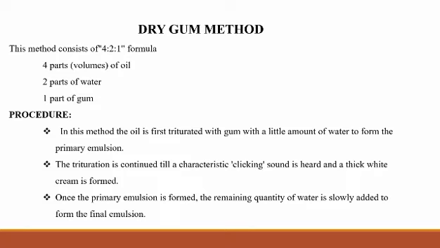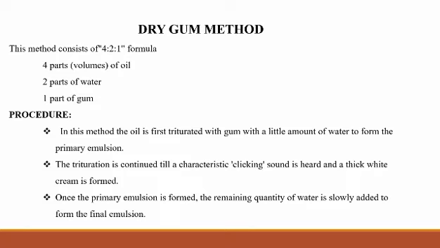We can identify when the primary emulsion is ready. When the trituration is continued, we can hear a clicking sound. When the clicking sound is heard, a thick white cream will be formed. Because we are using oil and gum, after hearing the clicking sound, we can see a thick white cream. That thick white cream is the primary emulsion.